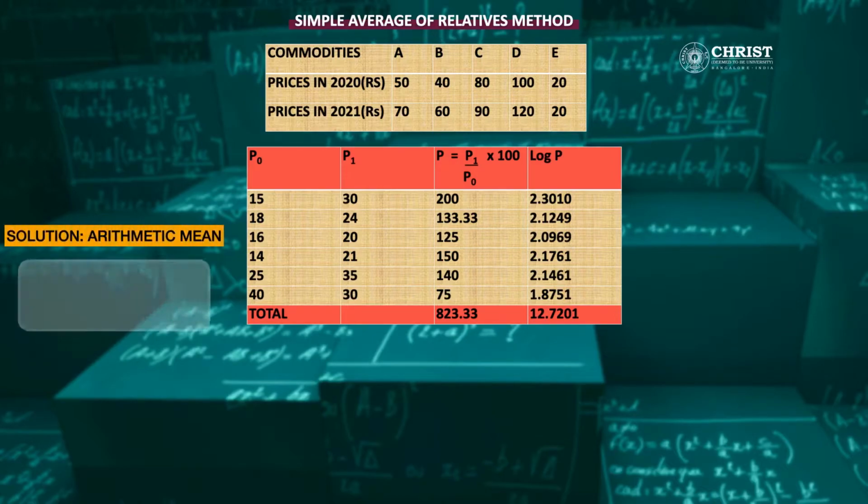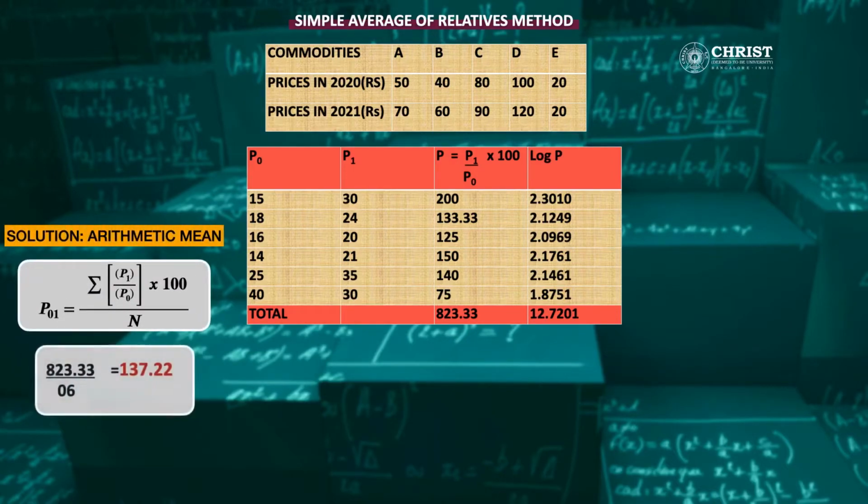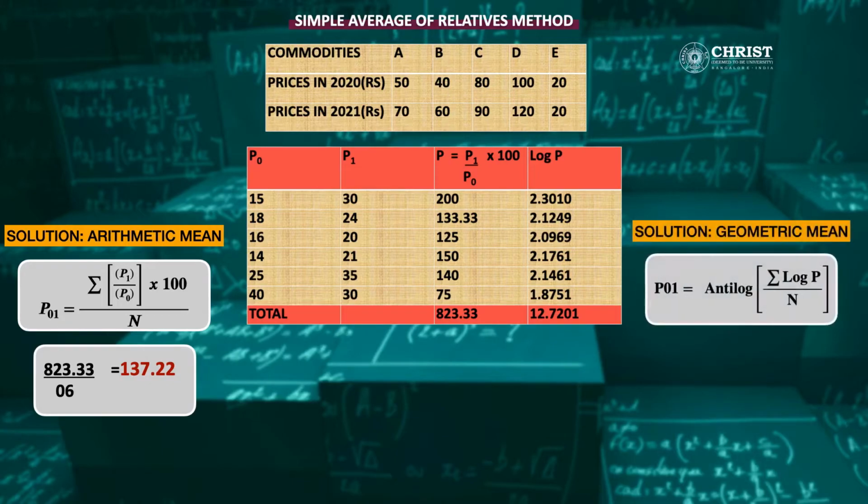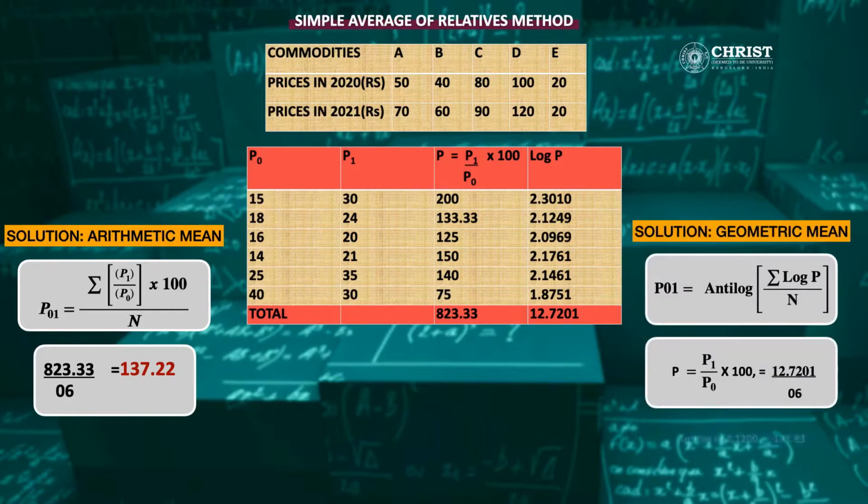Now when we see that if arithmetic mean is used, we are getting index as 823.33 divided by 6. 6 is the number of observations. That means you are getting index as 137.22. If you are using geometric mean, you are getting the index as 131.83. Now you can see the difference in the values when you are using different averages. This will be a limitation for this method also.